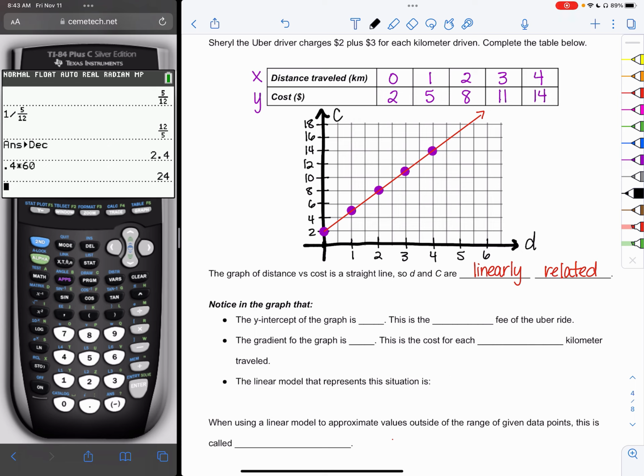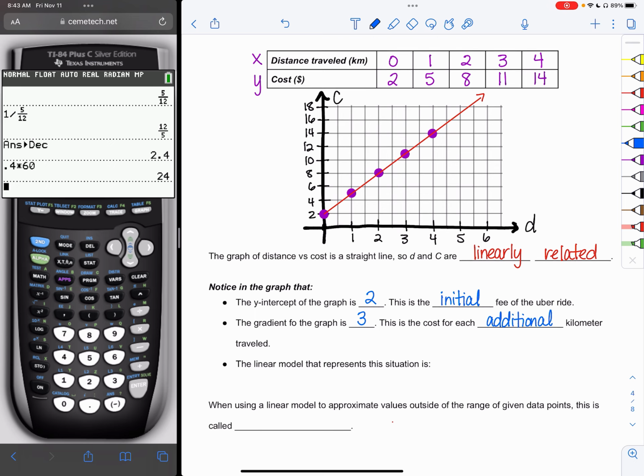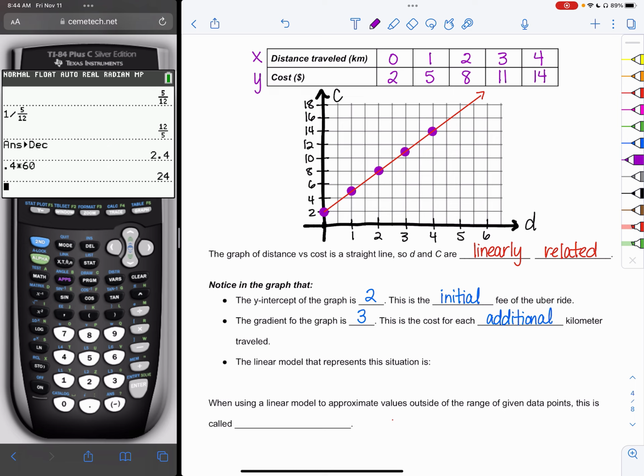If we look at this graph here, we know that the y-intercept of that graph is 2. That is going to represent the initial fee of the Uber ride. Then the gradient is the slope. The gradient is the rate of change. And that gradient is 3, and that's going to be the cost of each additional kilometer that is driven. The linear model that is going to represent this situation is C, which is the same thing as Y, is equal to 3x, or 3D for the kilometers, plus 2.